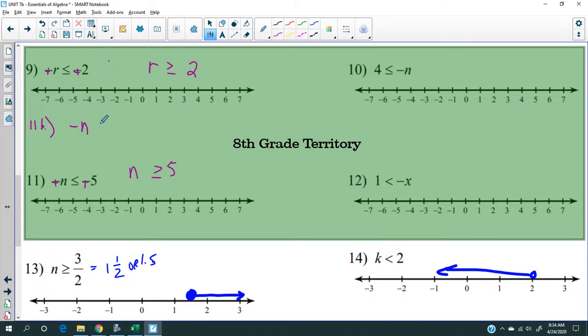You have negative n is greater than 2. Because this is negative, that's positive, whereas 9 and 11, they're both negative.